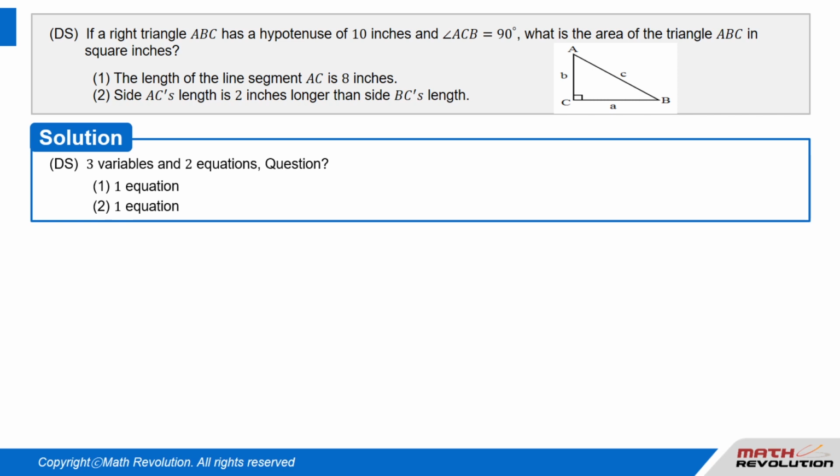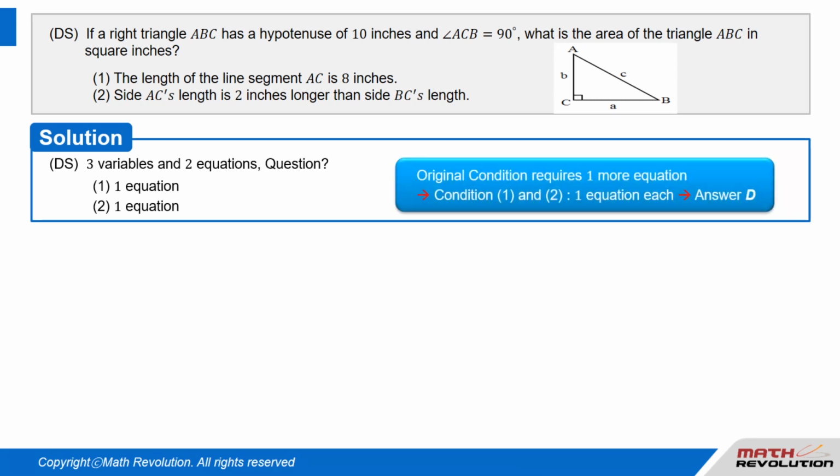Now, 3 variables and 2 equations would generally require 1 more equation for us to be able to solve for the value of the variables. We know that each condition would usually give us an equation, and since we need 1 equation to match the number of variables and equations in the original condition, the equal number of equations and variables should logically lead to answer D. Wow! You can also solve geometry questions using the variable approach.